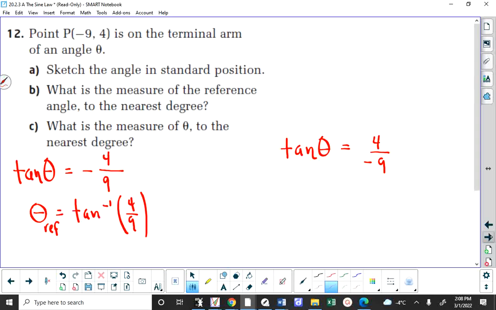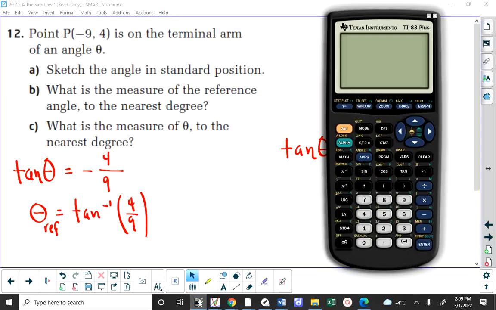I will tell you right now that if you use the negative when it's there, you'll have to learn one set of rules to follow for sine, a different set of rules for cosine, and a third set of rules for tangent. It's confusing. So what you would do here is take the inverse tan of 4/9 to get a reference angle of, I'll say 24 degrees to the nearest degree.